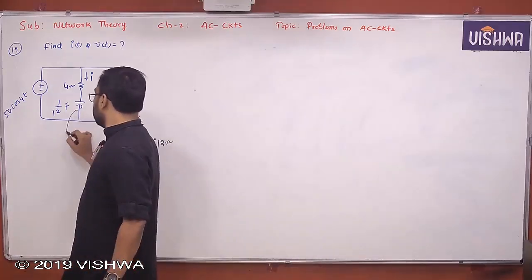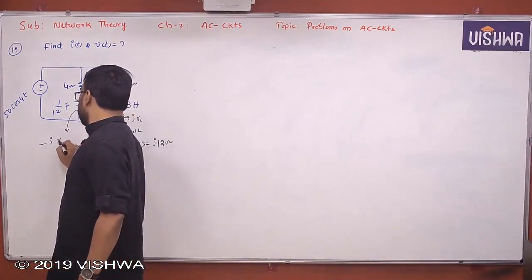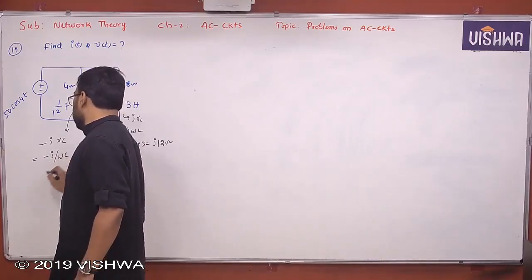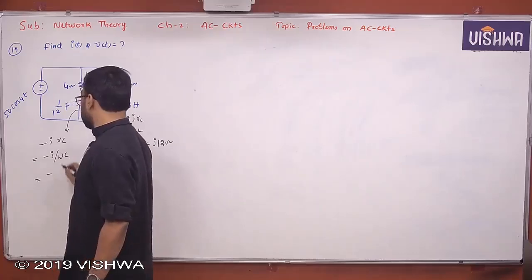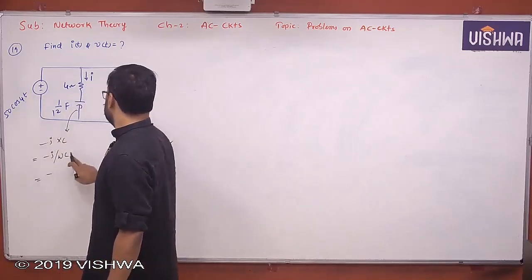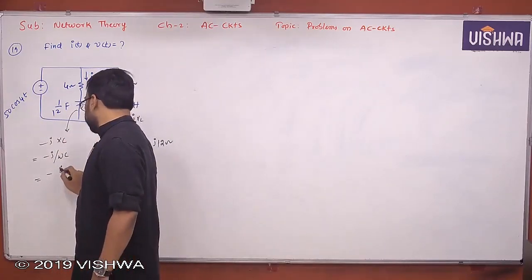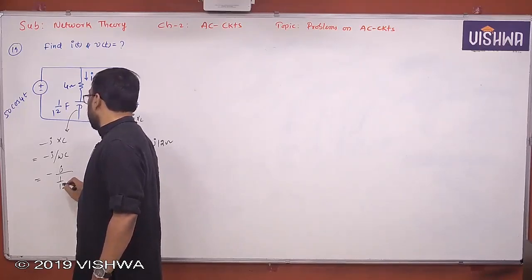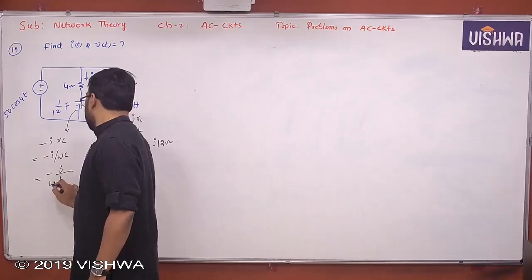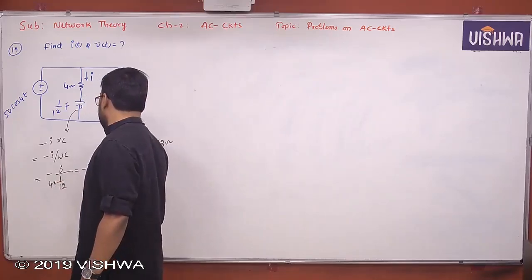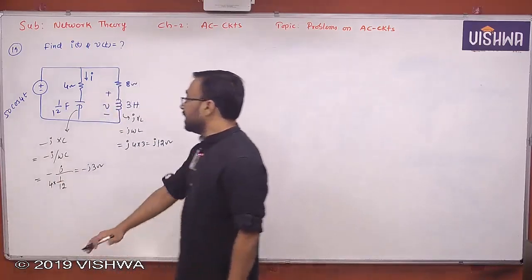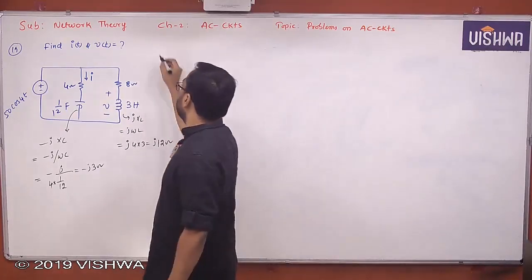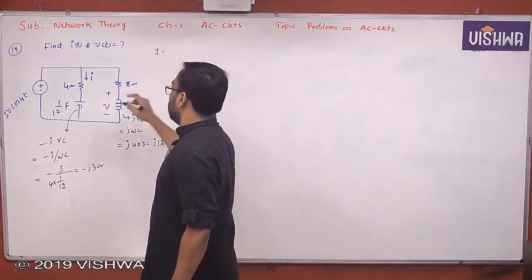Now coming here, minus jXC. That means minus j by omega C. That means minus, what is omega actually here? 4. And C is how much here? 1 by 12. So 1 by 12, okay, into 4. Then you got minus j3 ohm. Clear all of you? So I just converted farads into ohms and henries into ohms.